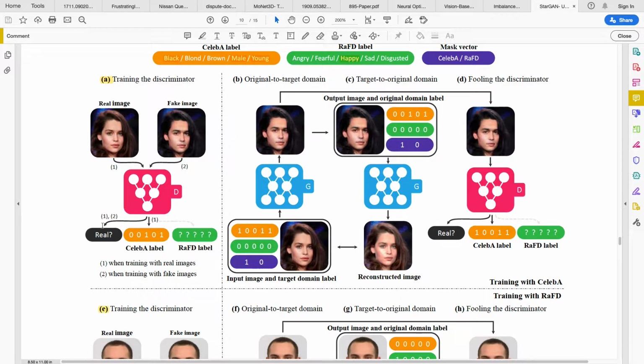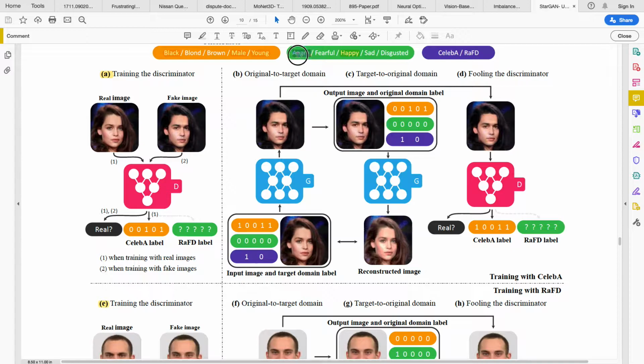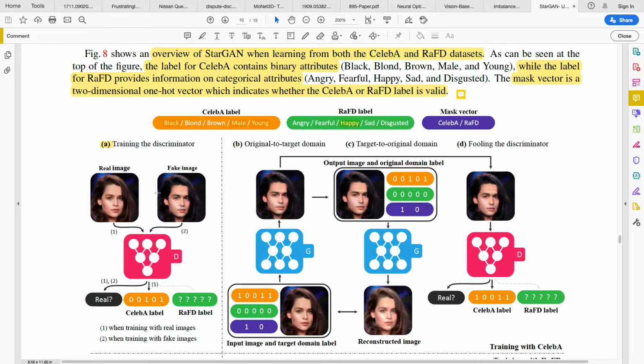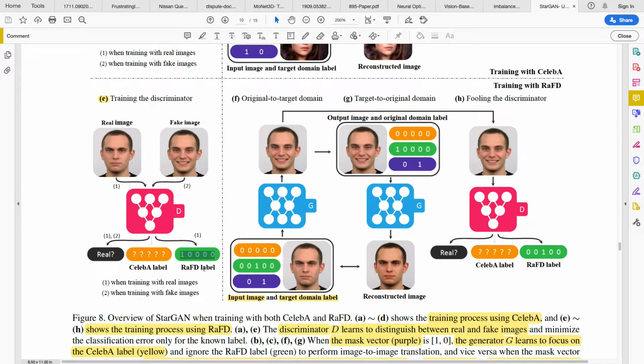But if it is a real image, the discriminator will now also be able to say which of the attributes are in that particular real image. So for instance, this is a real image, and if we go through this, you have one corresponding to brown, so it's saying it has brown hair, and it's saying it is young. For the other data set, they put the real image, so it's showing one here, and one corresponds to angry. So it's saying that the real image is actually angry, and you have zeros on the others. So that's what's happening for the two data sets: here is considering CelebA, here is considering the RaFD data set.